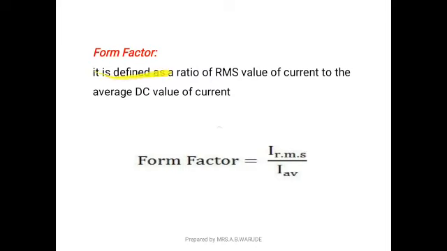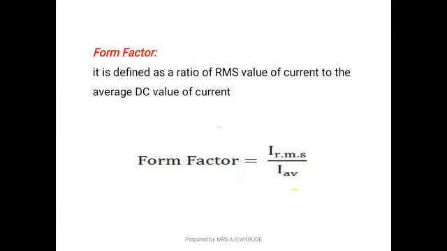Then what is form factor? Form factor is defined as the ratio of the RMS value, that means root mean square value, of the current to the average DC value of the current. Therefore, the formula is written as form factor is equal to I RMS upon I average value of the current.